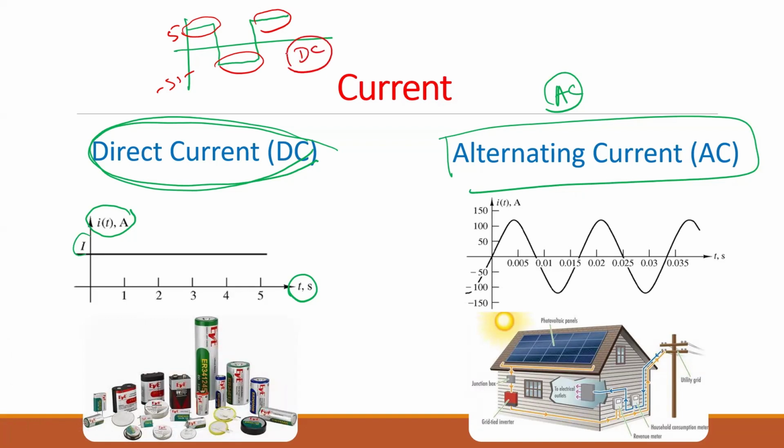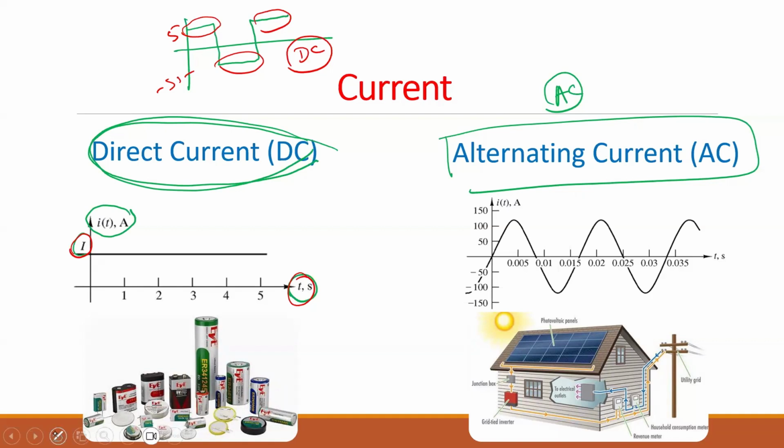So DC current is always where you have the magnitude and also the direction the same, which is not changing with the time. So alternating means it can be, this one is a sinusoidal current. It can be any shape, but if it is changing with the time, it can be the magnitude or the direction. If it is changing with the time, we call that alternating current.